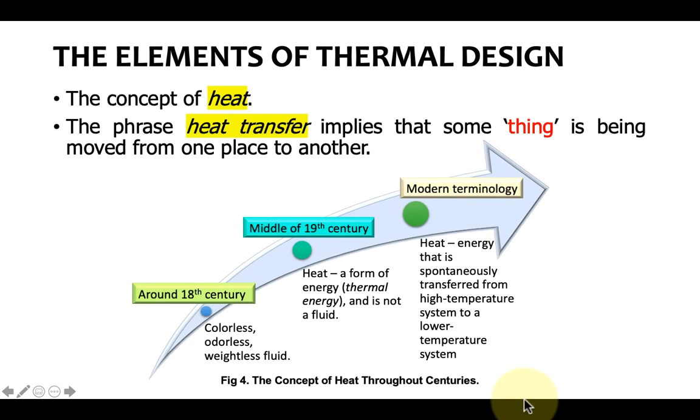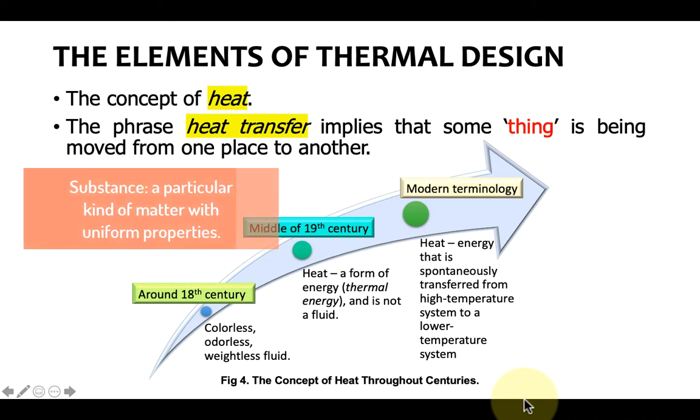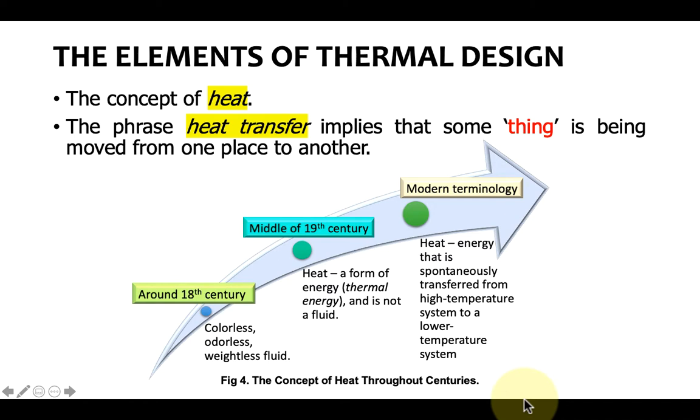The concept of heat is somewhat mysterious. We talk of heat as though it is a substance. A substance is a particular kind of matter with uniform properties. Even the phrase heat transfer itself implies that something is being moved from one place to another.